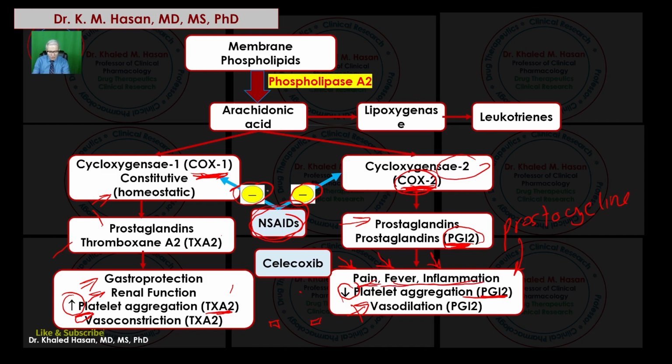That's good. But what happens when you inhibit cyclooxygenase 1? The result will be removal of the protection from the GI system, removal of the protection from the renal system, and increased risk of platelet aggregation. So all these are considered side effects or adverse drug reactions of NSAIDs, due to the inhibition of COX-1.